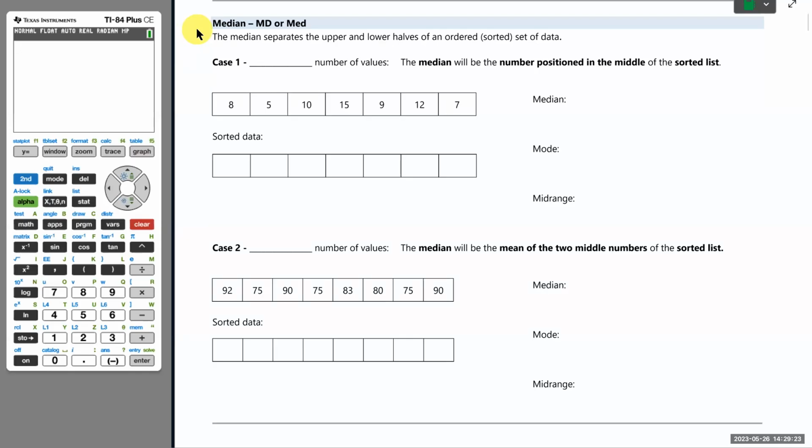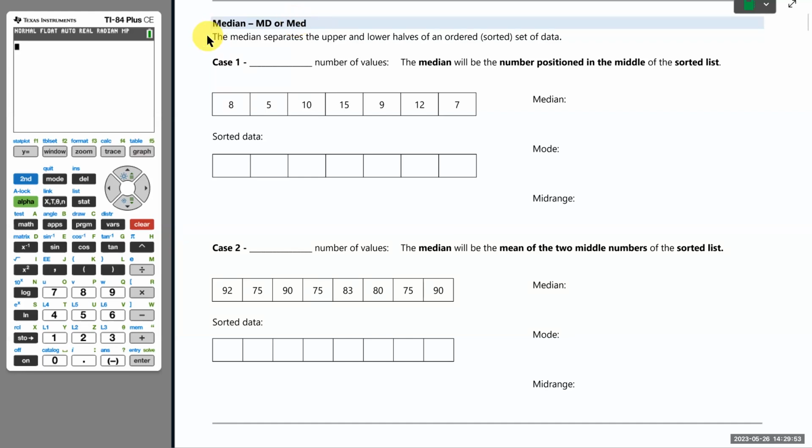Welcome. We're ready to take a look at some additional measures of central tendency in attempting to describe a typical value in a data set. So our next measure is called the median, and we'll abbreviate it either MD for median, or I'll typically use MED. We don't have different symbols in this case for population versus sample data. We just always refer to the measure as the median.